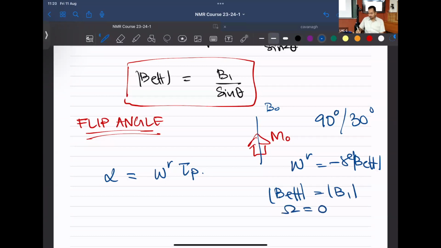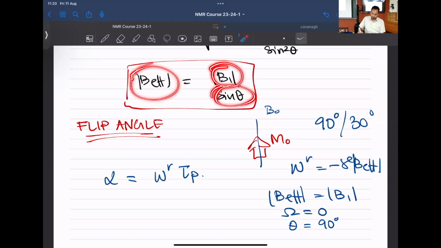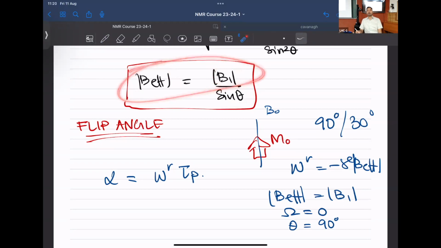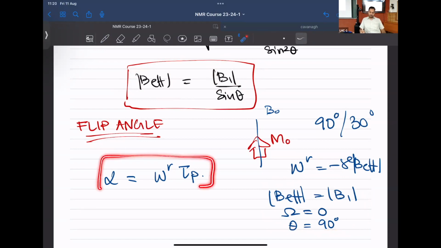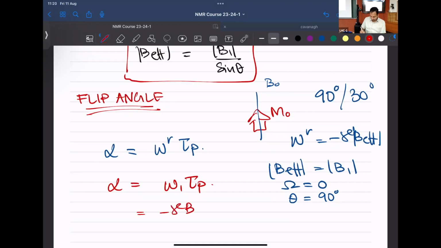And you can understand this in many different ways. Here is where the tilt angle theta goes to 90 degrees. And we just saw B effective is given by B1 over sine theta. If theta is 90, you realize that these two are the same, correct? So let's first understand it for the on resonance case and then worry about the off resonance case. This is a general equation that incorporates off resonance also. Let's now ask for an on resonance case. What will be the value of alpha, which is going to be given by omega 1 tau p? Why is it omega 1? Basically, omega 1 is minus gamma B1, times tau p. Okay, what does this indicate?